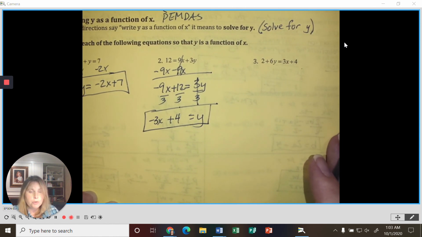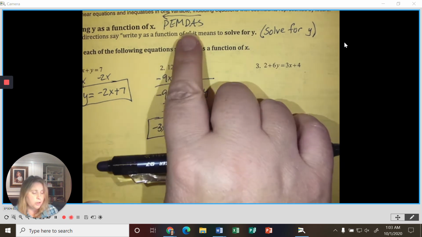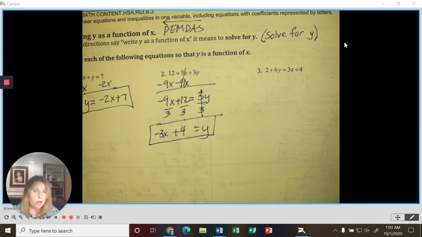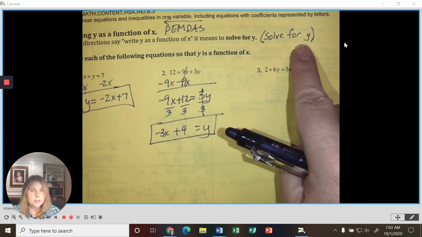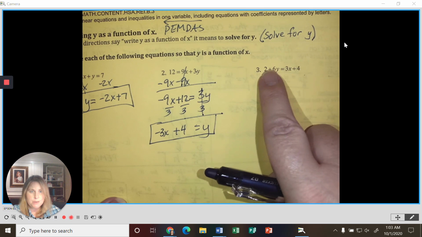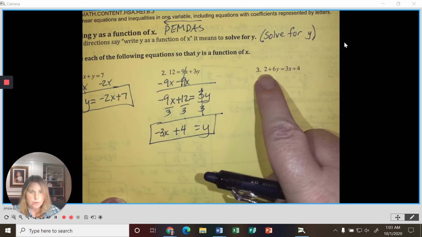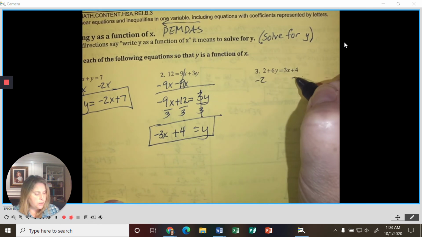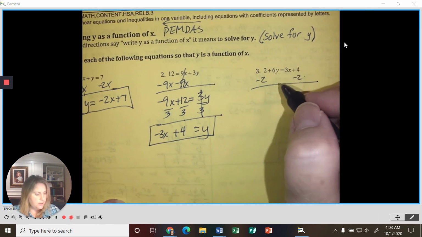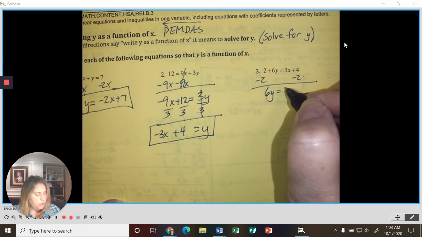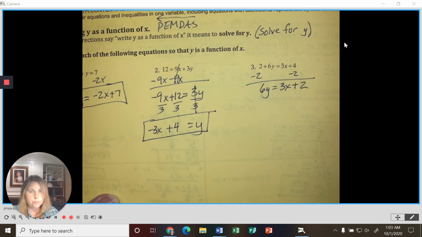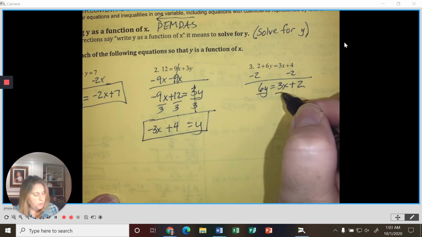Okay, now on number 3, we have constants on both sides. So before we start using our order of operations, we want to combine like terms. So we want to get all of our constants on one side. Since I'm solving for y, I may as well start getting the y by itself first. So let's cancel out this 2. It is a positive 2, so we will just subtract it. This leaves us with 6y equals 3x plus 2. And then we will just divide each term by 6.